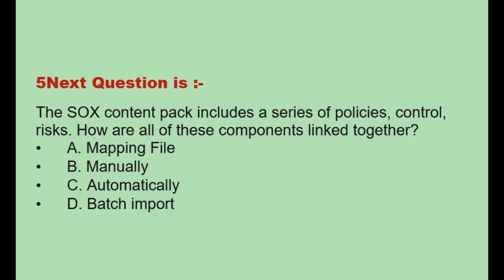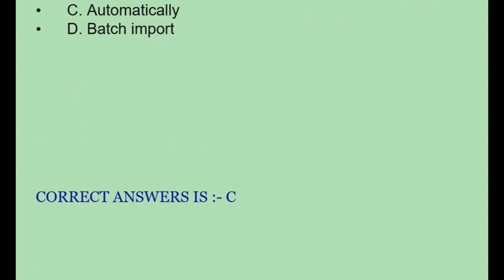Question is the SOX contained pack includes a series of policies, controls, risks. How are all of these components linked together? Option A, mapping file. Option B, manually. Option C, automatically. Option D, batch import. Correct answer is option C.